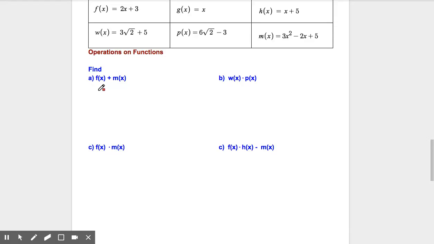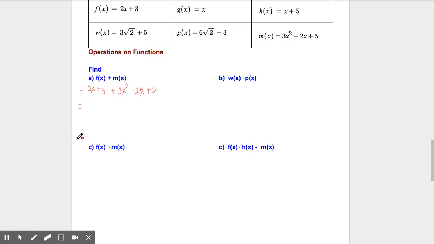So for letter A, we have f of x plus m of x. F of x is equal to 2x plus 3. So we'll just bring down 2x plus 3, or substitute 2x plus 3 in place of f of x, plus m of x. M of x is 3x squared minus 2x plus 5.